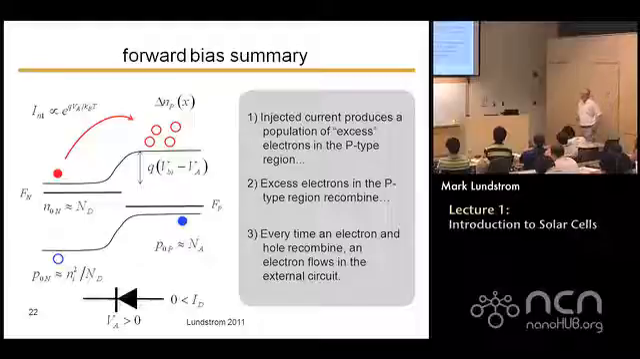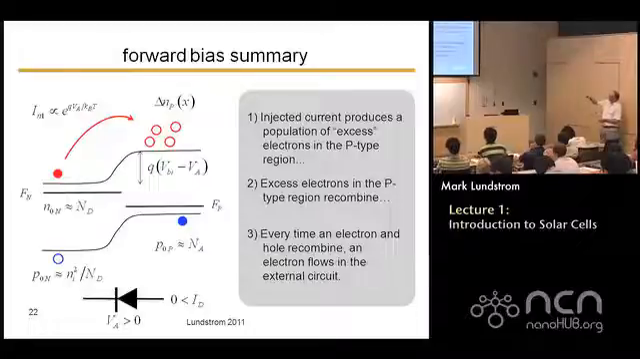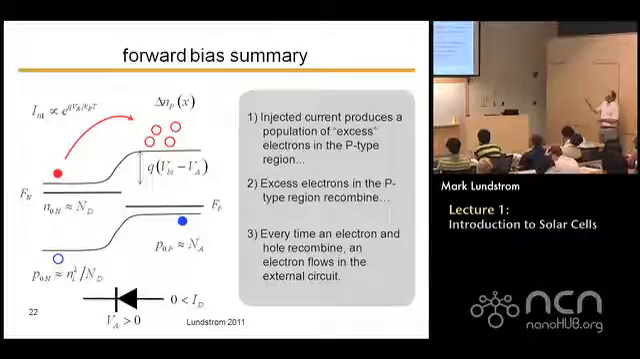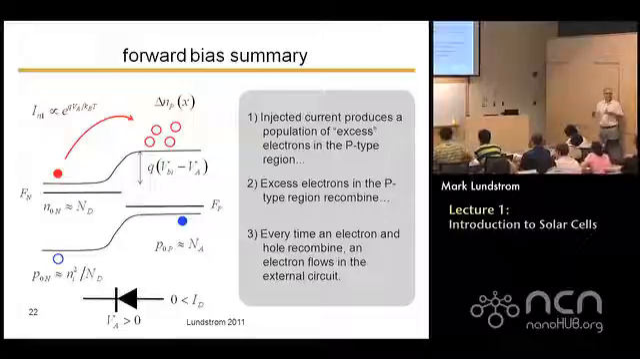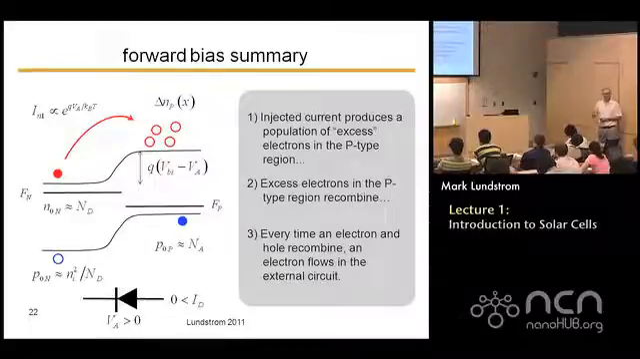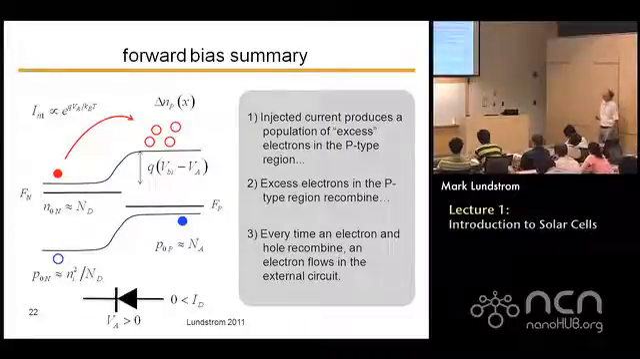Okay. So here's a summary of how the forward bias diode works. We lower the potential energy barrier by applying a positive voltage on the P side. That allows electrons to more easily hop over the barrier. We now have an excess population of electrons on the P side. The system is out of equilibrium, and it always reacts by trying to restore equilibrium, which means the system will try to promote recombination to get rid of those excess electrons. When they recombine, one electron flows in the external circuit.